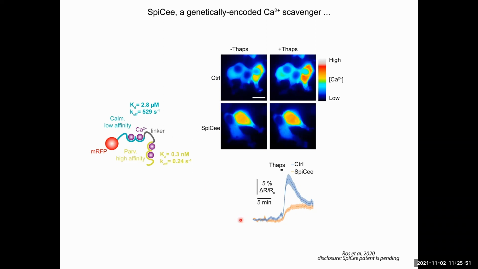So we co-express SPICY with the calcium biosensor, induce an elevation of calcium by dumping thapsigargin onto these cells, and recorded the change in the calcium concentration. And this change is the blue trace in control and the orange trace in the SPICY cell. So there is a reduction in this elevation of calcium induced by the expression of SPICY.